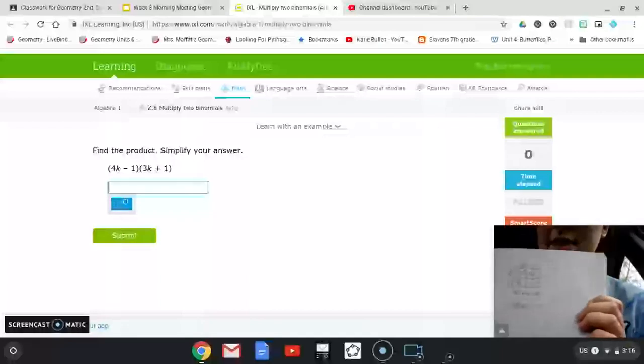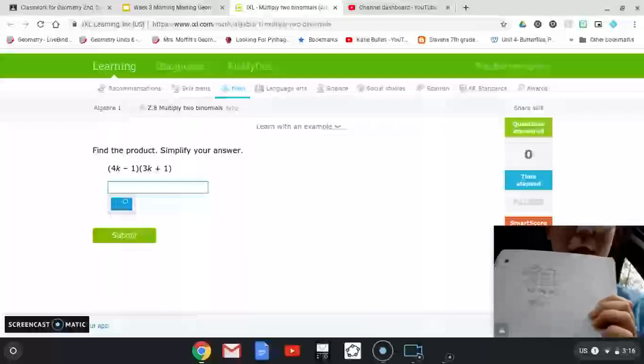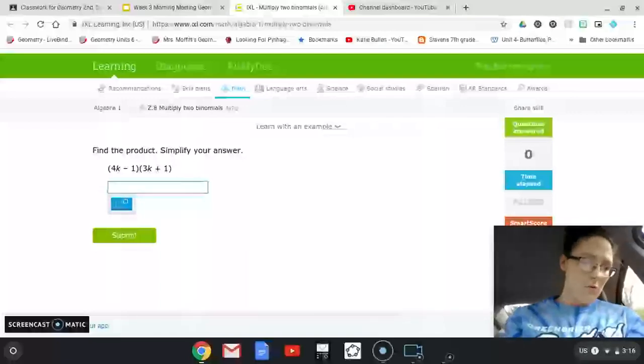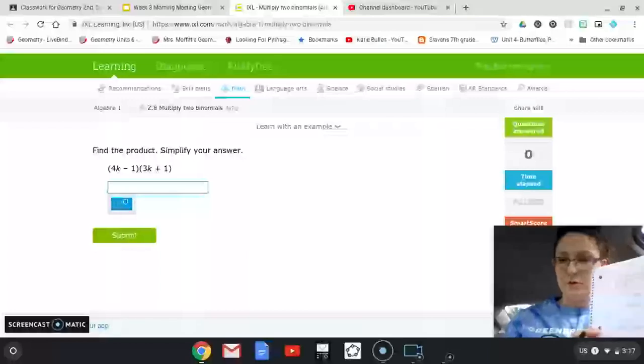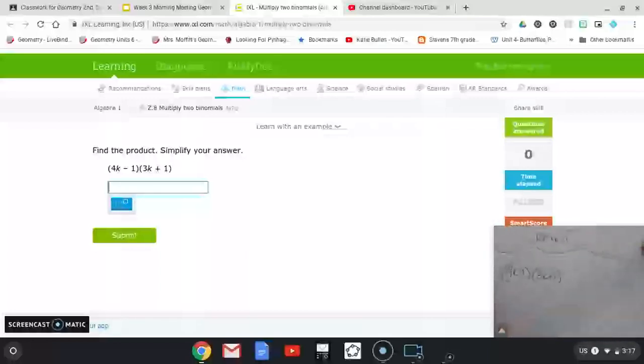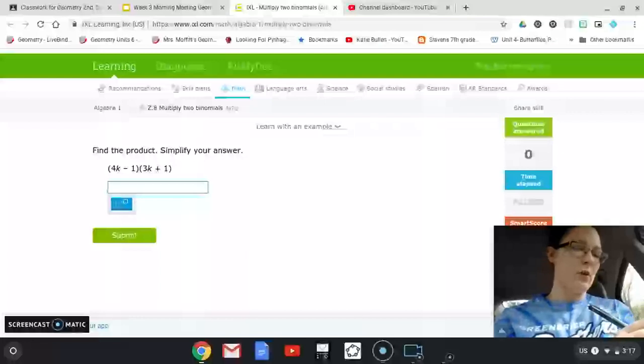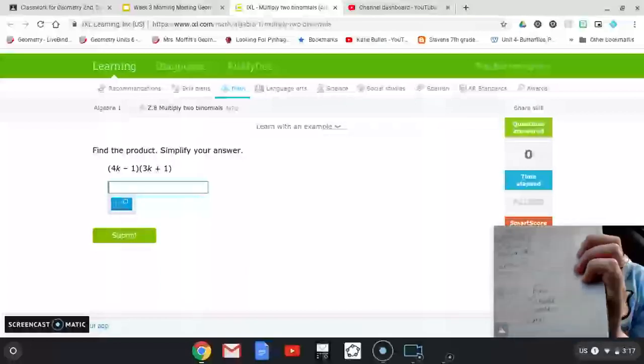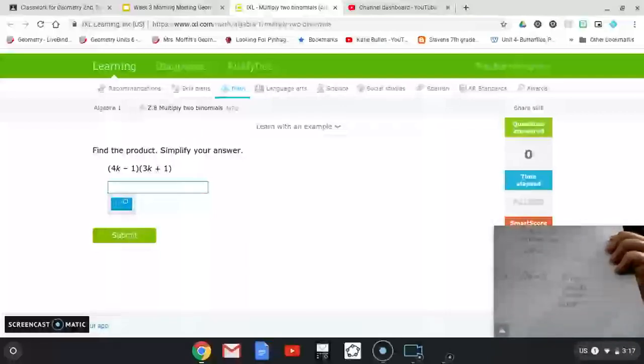In class, several of you like this method better. So I'm going to start by rewriting the problem just like it's written here on my screen. I have 4k minus 1 times 3k plus 1. FOIL stands for first, outside, inside, last. And remember, with FOIL, that tells you how you're multiplying your terms together.